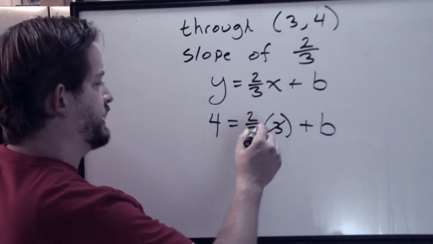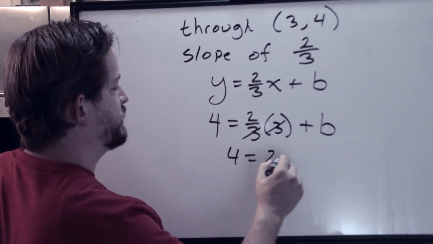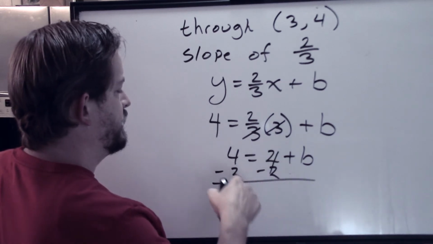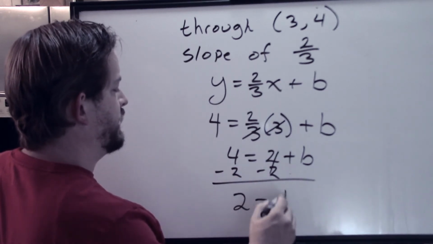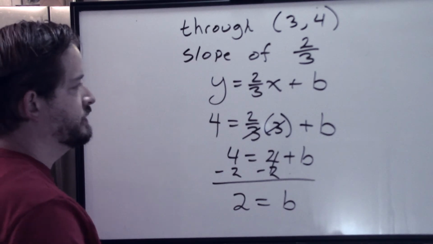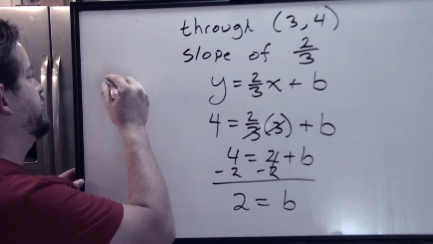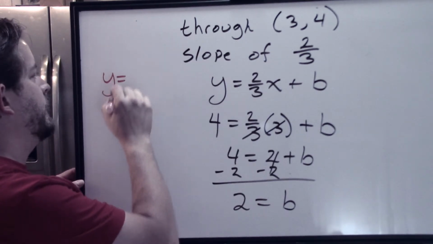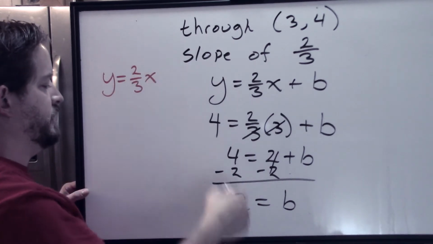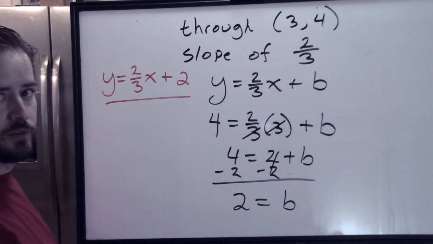If I solve for that, I'm done, I have my b. So I will. This 3 cancels with that 3, so that leaves me with just a 2. That is 4 equals 2 plus b. And if I subtract 2 from both sides, 4 minus 2 is 2, and so I find that 2 is equal to b. And then to write the equation, because the question was to write the equation that describes this line, I just have to plug it in. Y equals 2/3 x plus b, which is 2. And there's my solution.